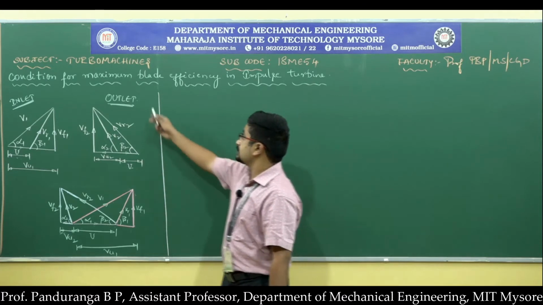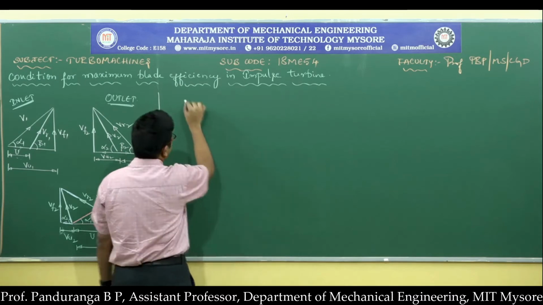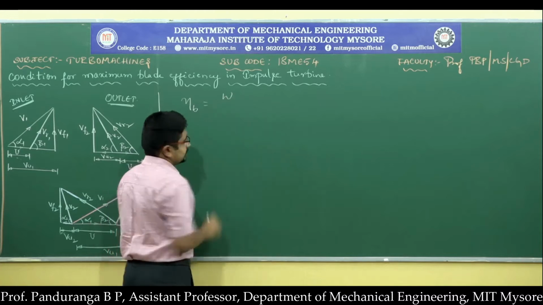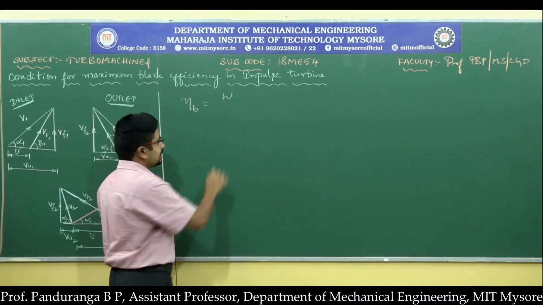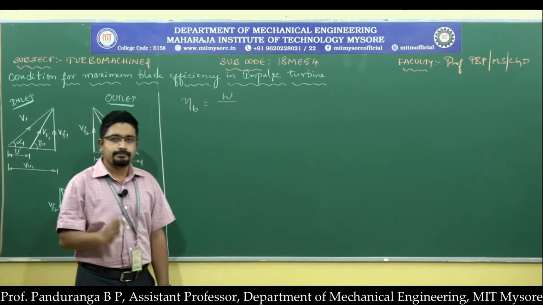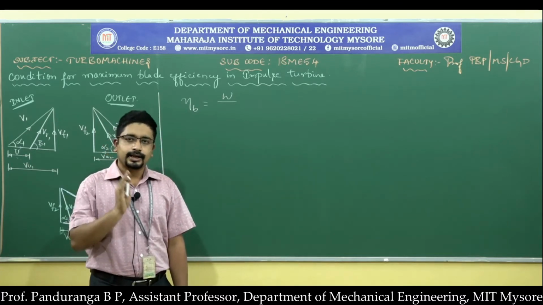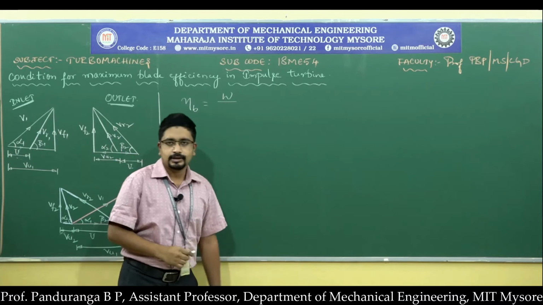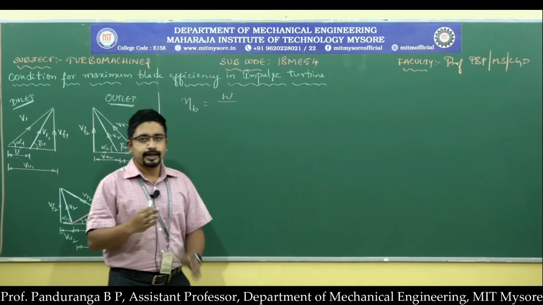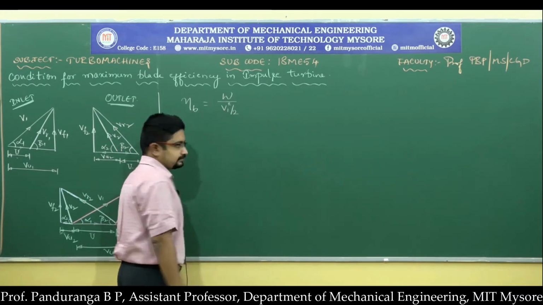Now let us see the condition for maximum blade efficiency. So the blade efficiency, I will call it eta B. Eta B is given by the work done by the turbine per kg of steam divided by the input energy. Since we are dealing with an impulse turbine, the input energy will be only the kinetic energy of the fluid at the inlet. At the inlet the fluid is entering with velocity V1, so the kinetic energy per kg of steam at the inlet will be equal to V1 square by 2.